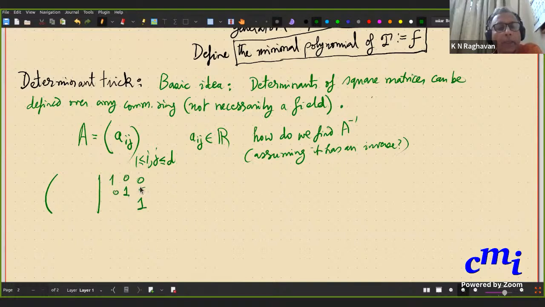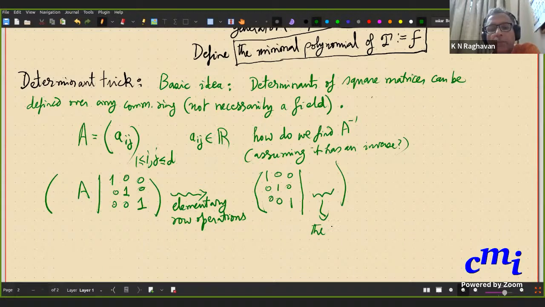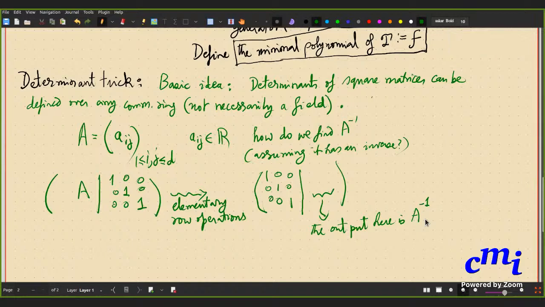Right. So you write this here A, and then you perform elementary row operations, such that you try to bring A into the identity matrix by performing elementary row operations. And then the output here is A inverse. Correct? Is that correct, Annamalai? Yes, sir. Okay.